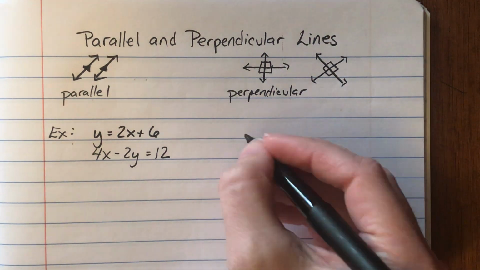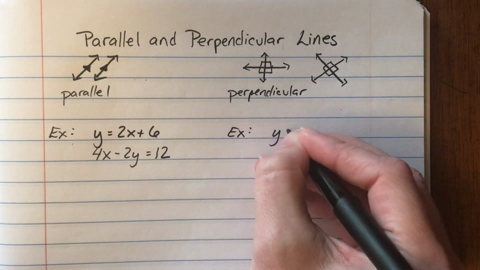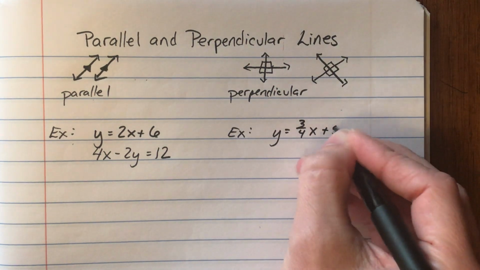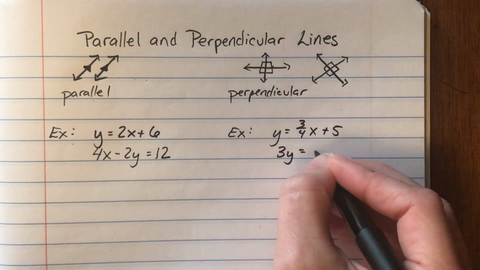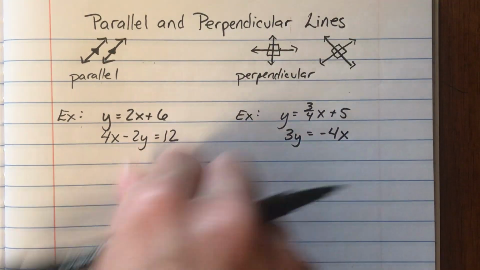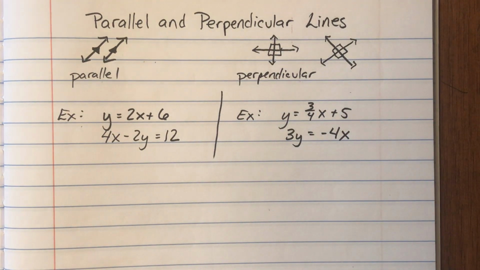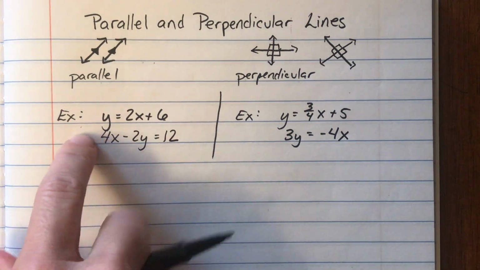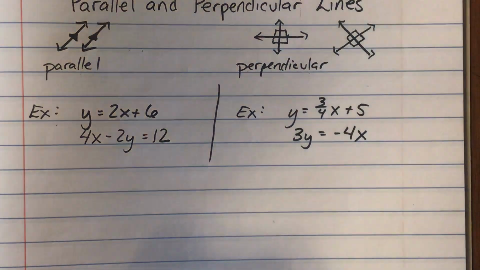And then the second set, example number 2, we're going to look at two different equations: y is equal to 3/4 x plus 5, and then 3y is equal to negative 4x. We're going to compare and contrast both of these sets. Again, this is example 1, this is example 2, and we're going to see what we can infer about them. Now, we're going to compare these two equations on the left side first.